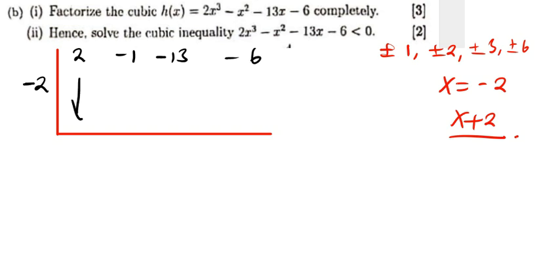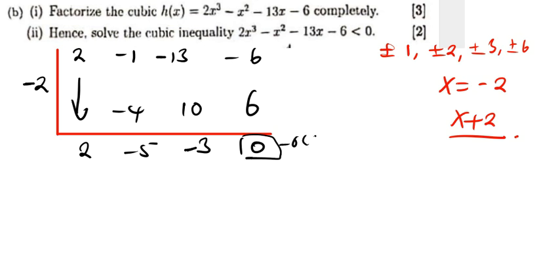You bring the 2 down. So 2 times negative 2 is negative 4. Negative 1 plus negative 4 is negative 5. Negative 5 times negative 2 is positive 10. Negative 13 plus positive 10 is negative 3. Negative 3 times negative 2 is positive 6. If I add this, it will be 0. So this is my remainder. And for sure, if the remainder is 0, then indeed negative 2 is a root. So this is x squared, this is just x, and this is the number without x. So we have 2x squared minus 5x minus 3.